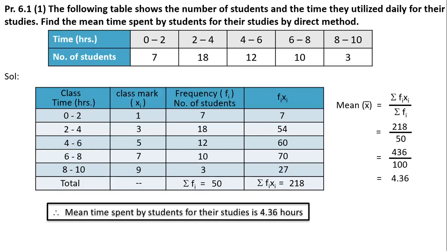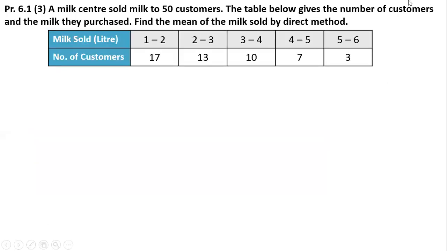Mean time spent by student for studies is 4.36 hours. I hope this sum is clear. Let us take another sum, students. Here the class width is 2. Okay.